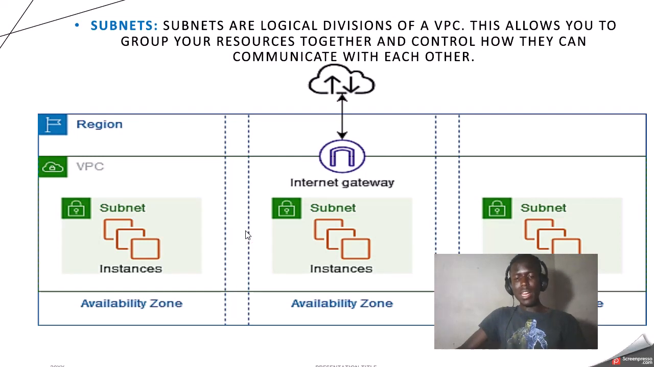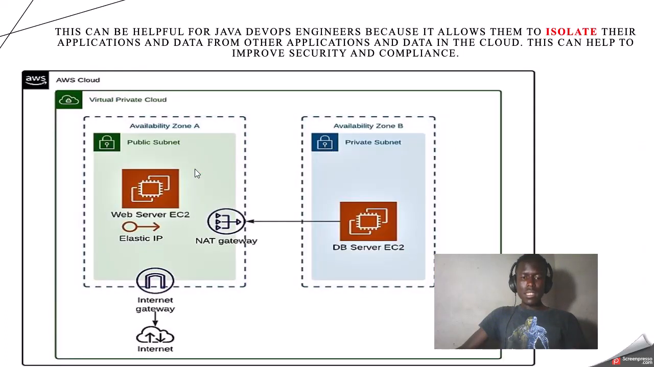From the image here, we have a VPC with several subnets: subnet 1, subnet 2, and subnet 3. All these subnets have resources configured or set up inside them, and these resources in their respective subnets are able to communicate with each other thanks to the AWS VPC service. This is helpful for Java DevOps engineers because it allows them to isolate their applications and data from other applications and data in the cloud, hence improving security and compliance.